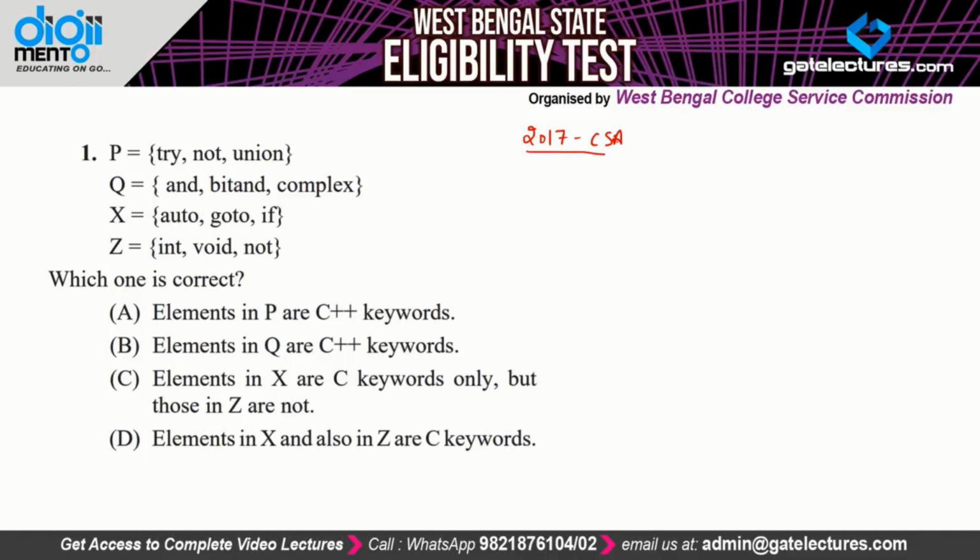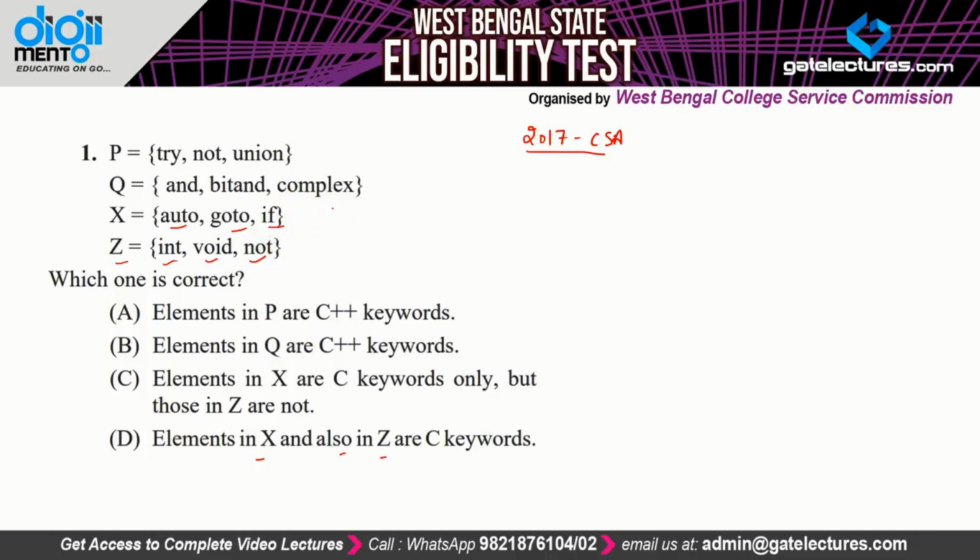They are saying that we have four sets: P, which has try, not, and union; Q, which has AND, bit and, and complex; X, which has auto, goto, and if; and Z, which has int, void, and not. Now they are asking which of the following is correct. Number 1, elements in P are C++ keywords; elements in Q are C++ keywords; elements in X are C keywords only but those in Z are not; and elements in X and also Z are C keywords. So they are asking which of the following sets actually contains keywords from the C language.